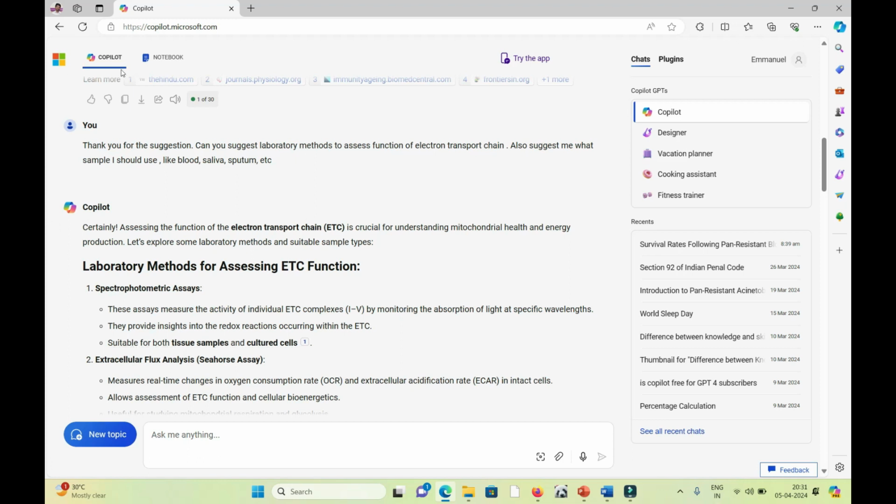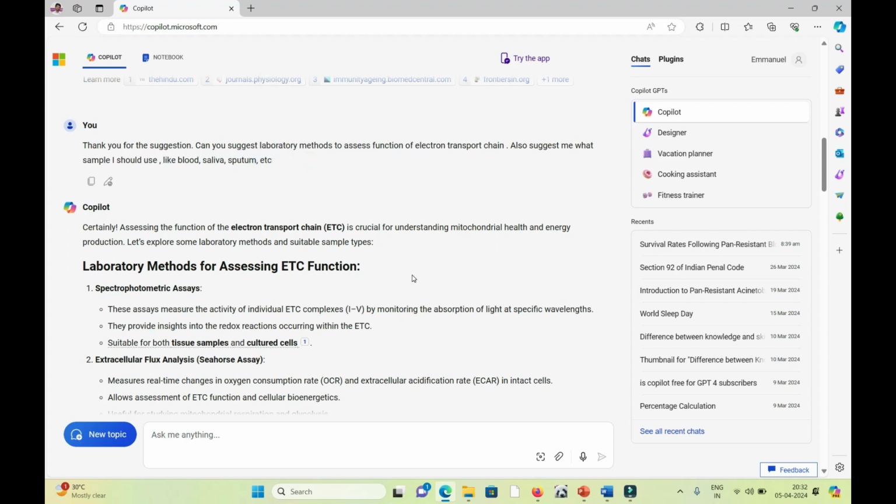So here I am giving a straight prompt because the mother prompt is already there. This is the same thread. So, can you suggest a laboratory method, because I am a laboratory scientist, to assess the function of the electron transport chain? And I'm also asking it to suggest what sample I should use, because I need to take samples from the patient. So is it blood or saliva or sputum? Those are three common samples which you can get from people who are infected with COVID-19.